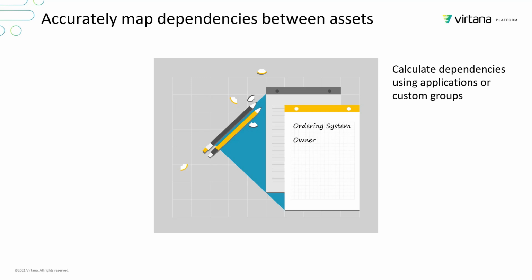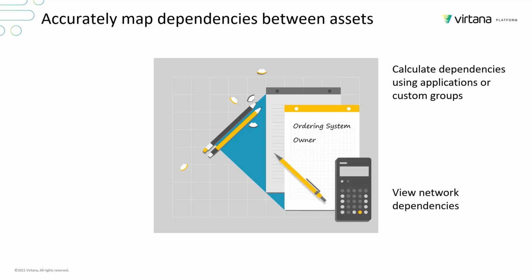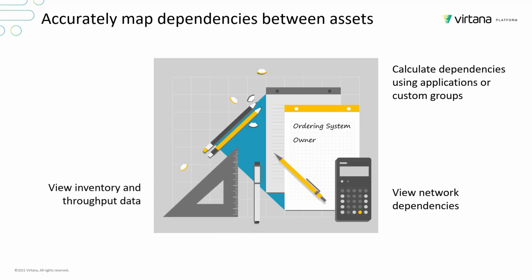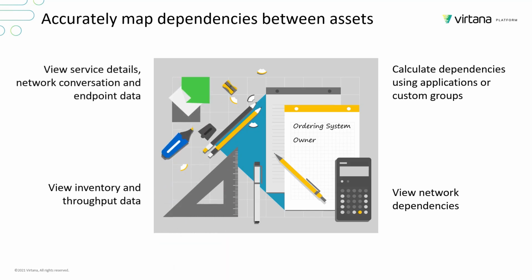Once mapping is complete, you can view network dependencies in the application itself, between the application and other applications, between applications and internal and external resources, and between applications and virtual machines. Inventory and throughput data is also presented in the dependency mapping view. View throughput details, service details by compute instance or application, and network conversation and endpoint data.